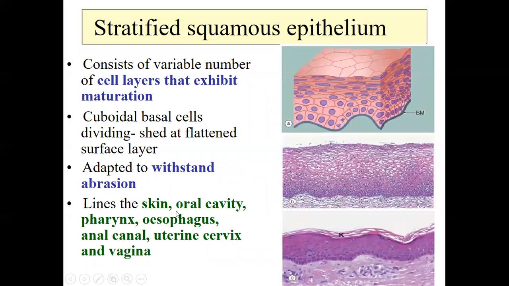The oral cavity is exposed to abrasion because you always put food inside your oral cavity, pharynx, the esophagus, the anal canal, uterine cervix, and also the vagina. This is the area where you can find the stratified squamous epithelium. This is the area where abrasions usually happen.